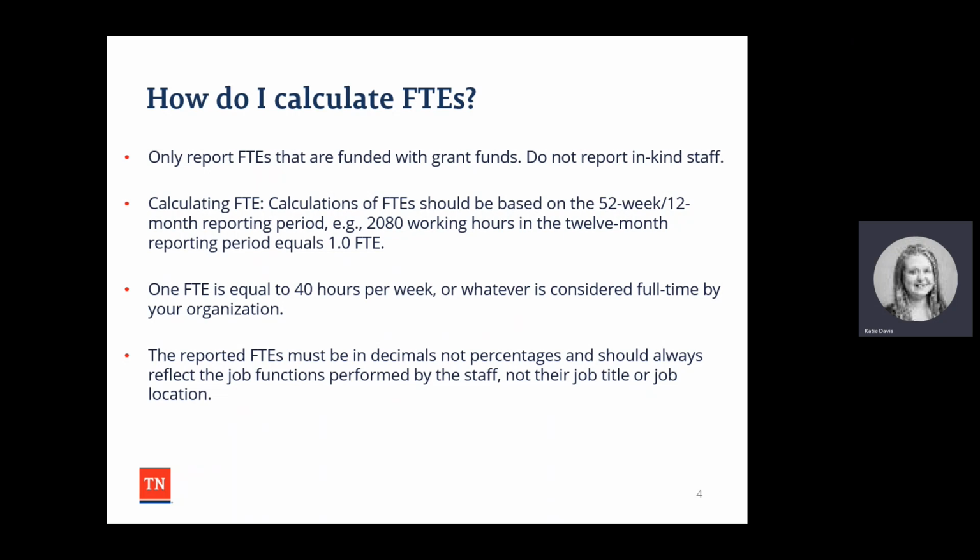Calculating FTE. Calculations of FTE should be based on a 52-week, 12-month reporting period. So an example of this is 2,080 working hours in a 12-month reporting period equals 1 FTE. 1 FTE is equal to 40 hours per week, or whatever is considered full-time by your organization. The reported FTE must be in decimals and not percentages, and should always reflect the job function performed by the staff, not necessarily their job title or job location.